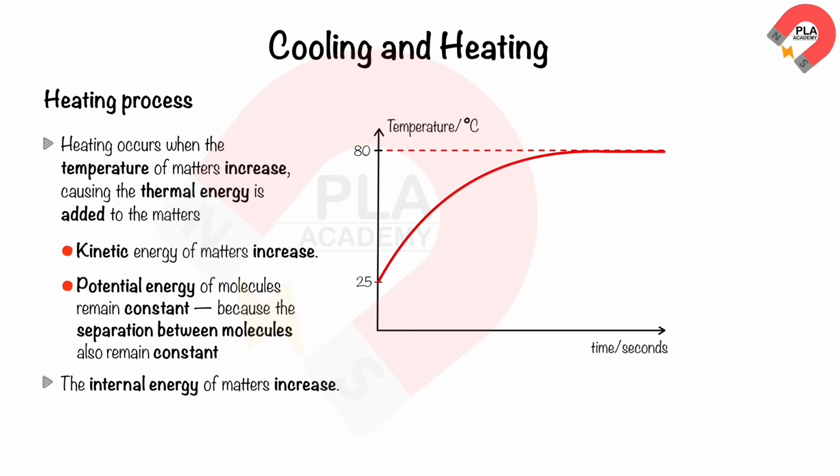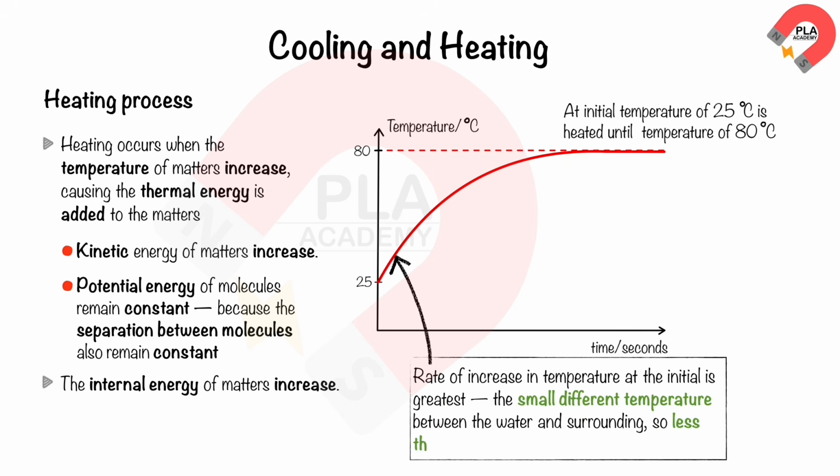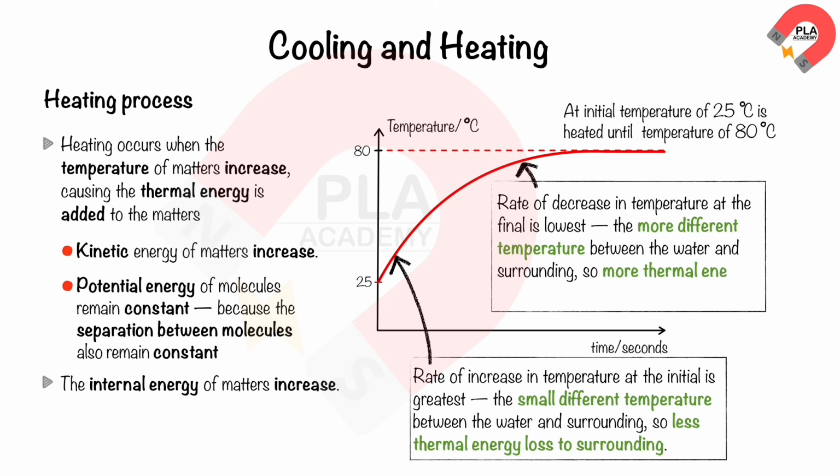When water at an initial temperature of 25 Celsius is heated until a temperature of 80 Celsius, the result is shown as a graph of temperature in Celsius against time in seconds. The rate of increase in temperature at the initial stage is greatest because the temperature difference between the water and the surroundings is small, so less thermal energy is lost to the surroundings. The rate of increase in temperature at the final stage is lowest because the temperature difference between the water and the surroundings is larger, so more thermal energy is lost to the surroundings.